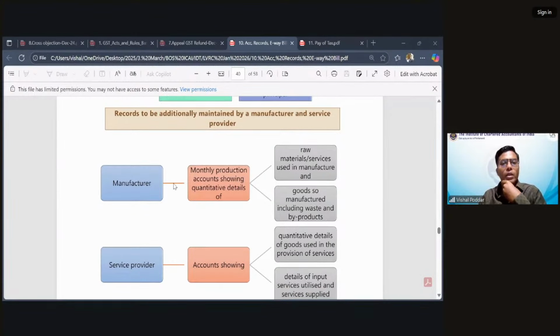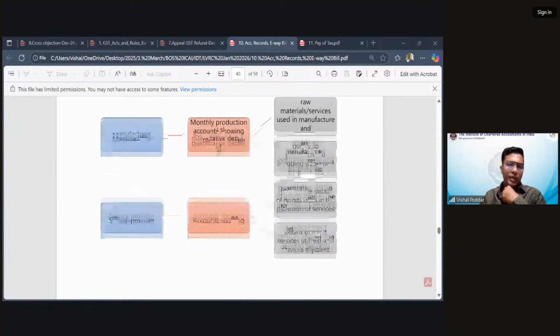What are they? A manufacturer has to maintain records which deal with monthly production, showing the quantitative details. This is very interesting. In all other records, you are supposed to give the values. Here, for a manufacturer, he has to give quantitative details of what? Raw materials or input services which the manufacturer has used in the manufacturing.